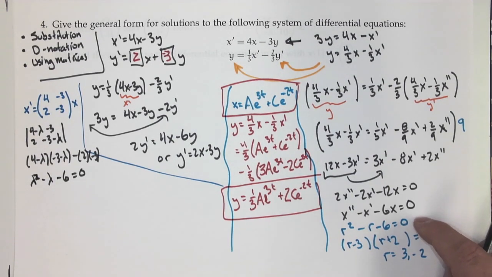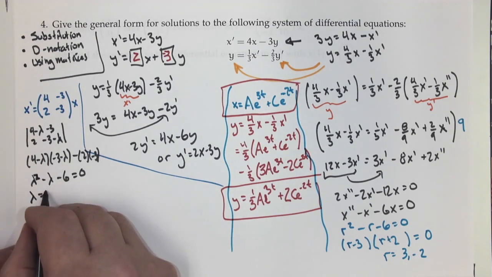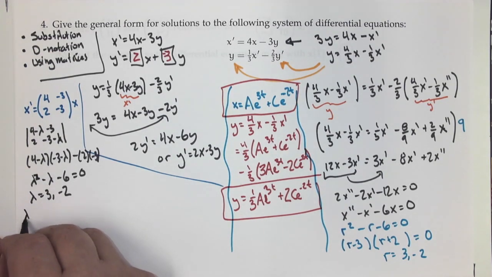It's this equation, just with lambdas instead of r's. Coincidence? No! It can't be a coincidence. It's meant to be. The heavens have spoken. So our eigenvalues are still 3 and negative 2, which are the roots over there. Now you have to find eigenvectors.